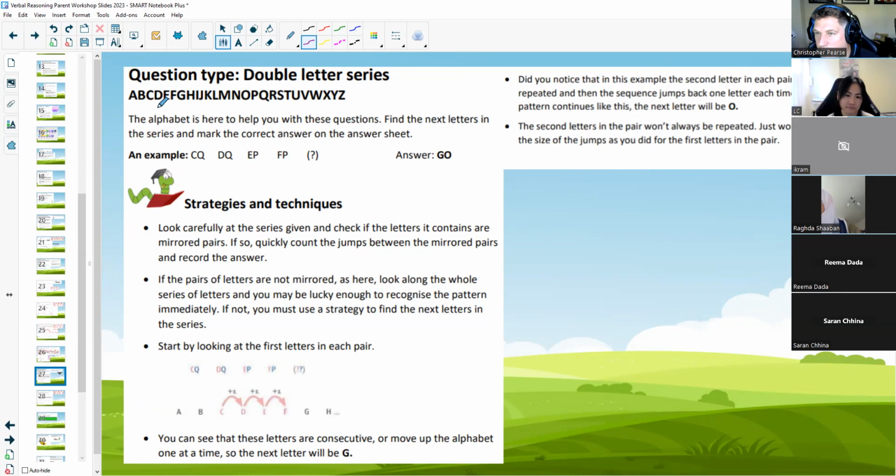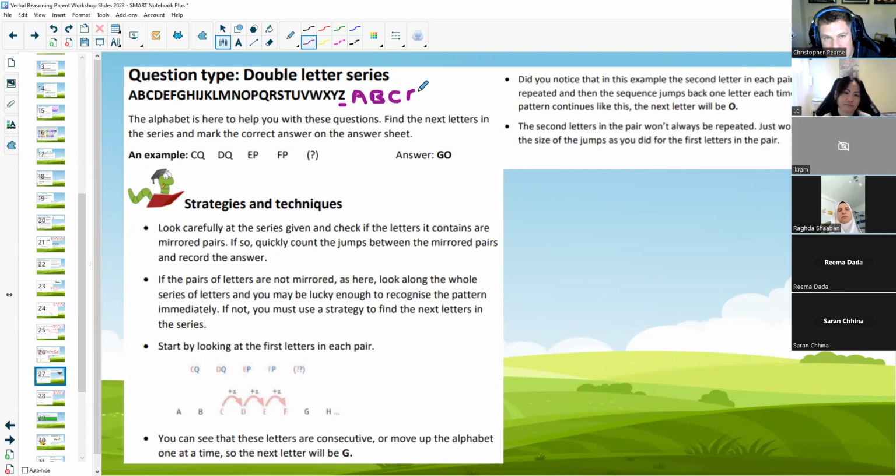Do they also recognize what happens when you get to Z? Where do I count now? Well, it is like a continuous loop. So I always think of the alphabet not necessarily in a straight line, but actually in a circle. Because when I get to Z, I actually have to jump back to A.